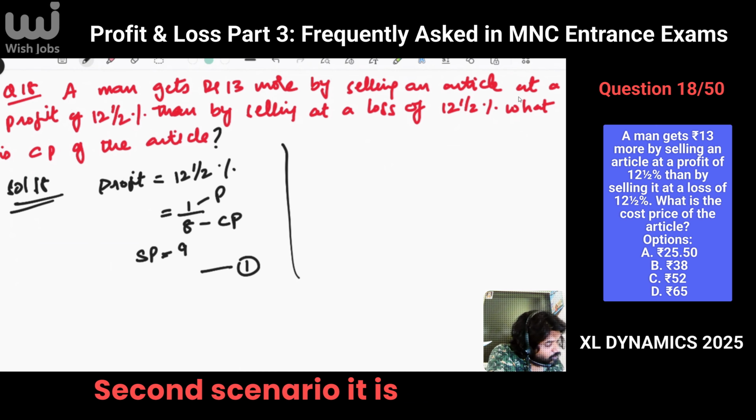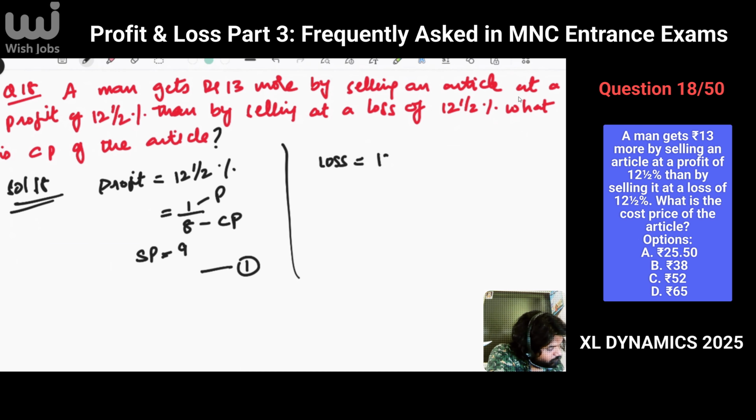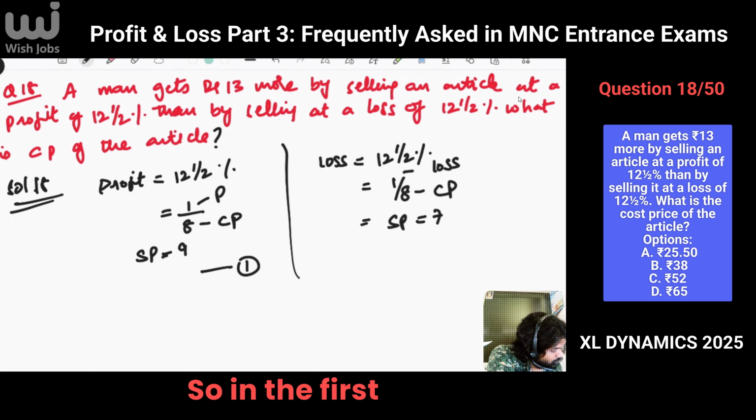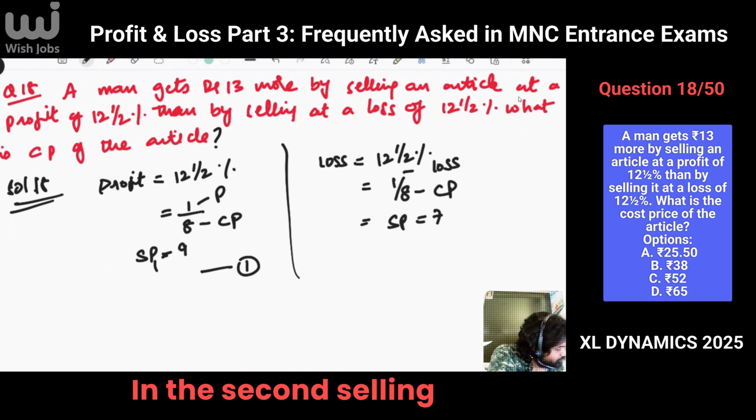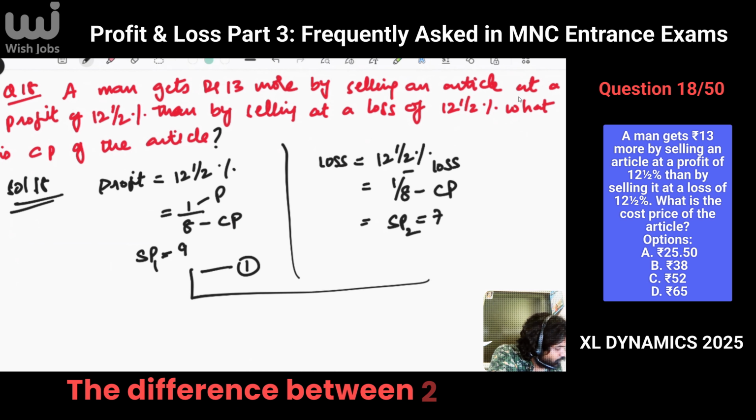Second scenario, it is loss. Loss is 12.5%. That is 1 by 8. This will become your CP, this will become your loss. So SP will become 7. So in the first selling price, it is 9. In the second selling price, it is 7. The difference between the 2 is 2.